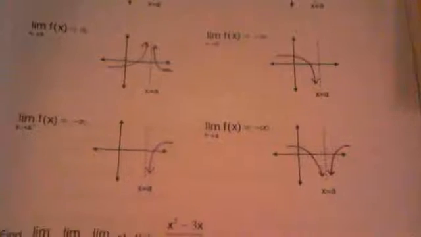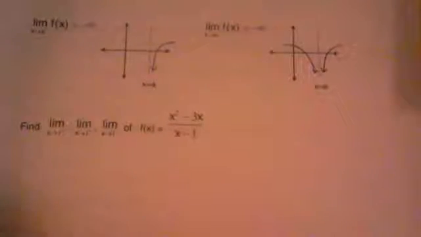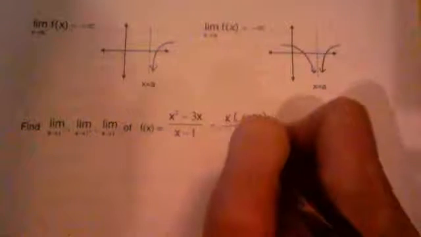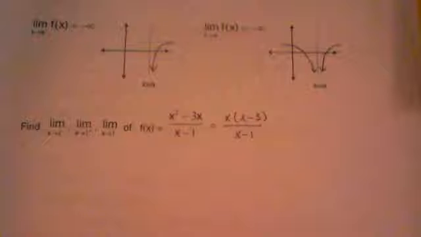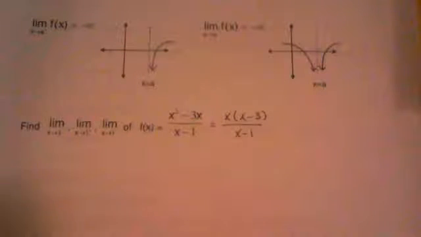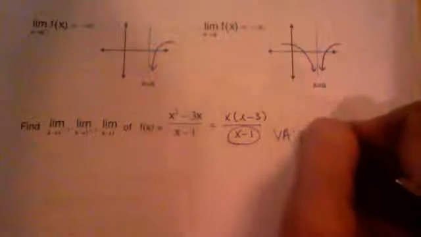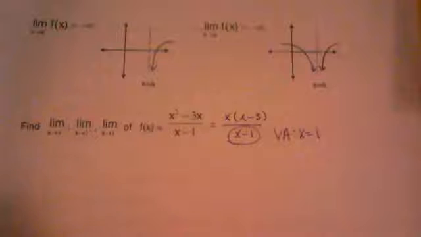So let's look at this example down here of a function that we might want to sketch or at least go through the factoring so we'll know what's going on our graph. So if I factor out an x, I'm going to have x times x minus 3 over x minus 1. So I know that this graph is going to have a vertical asymptote, like all these pictures up here. It's going to have a vertical asymptote at x equals 1.